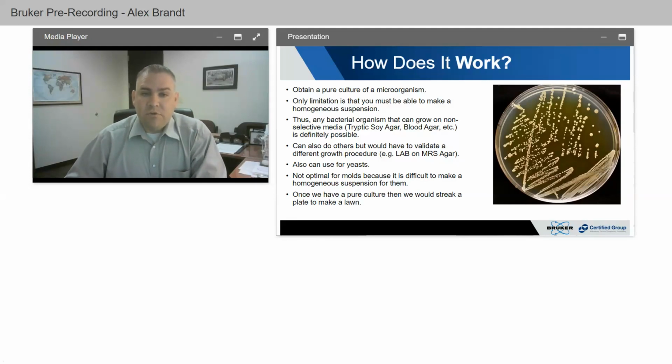So any bacterial organism, really, that can grow on non-selective media such as tryptic soy agar, blood agar, etc., is definitely possible because we can make a nice homogeneous suspension of that. We can also do others, but we would have to validate a different growth procedure, such as lactic acid bacteria and MRS agar. Still can be done, but we have to validate a different procedure. We can also use it for yeasts. It's not very optimal for molds because it's difficult to make a homogeneous suspension of them between the spores and the hyphae, so we tend to try to use this on things that are pretty basic organisms, like we said, like yeasts and bacteria, that we can homogenize very well.